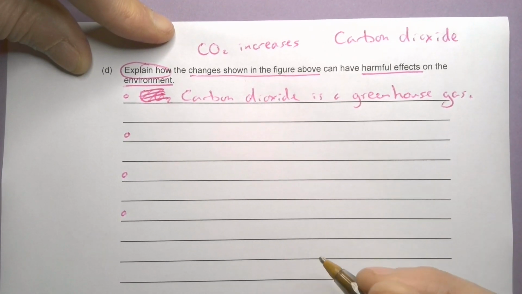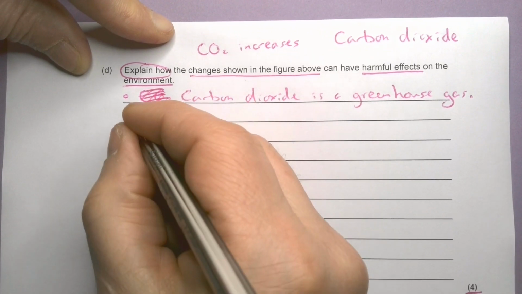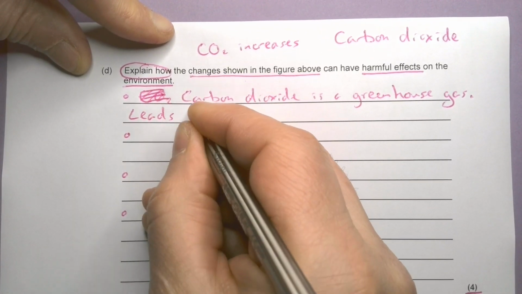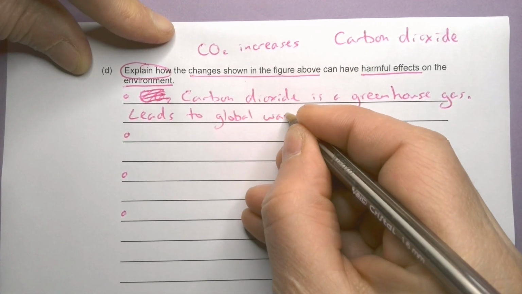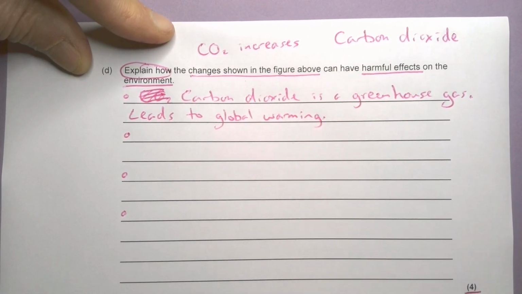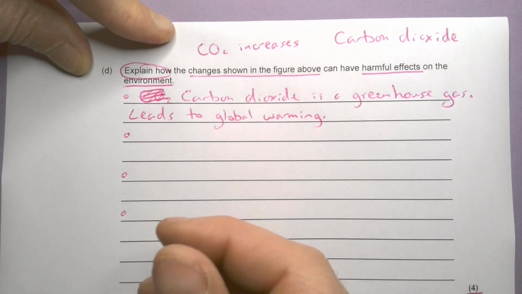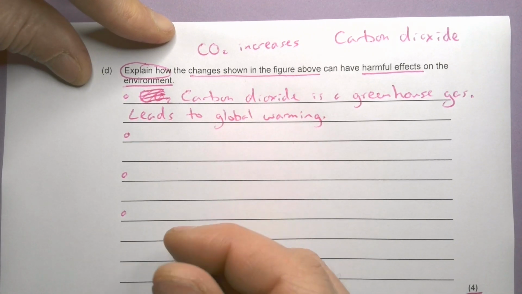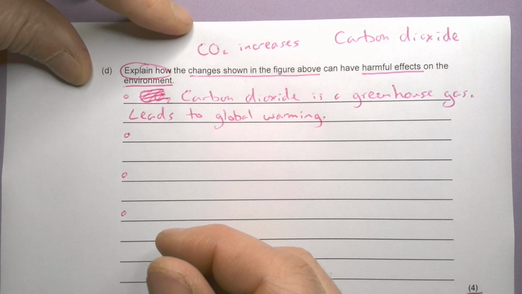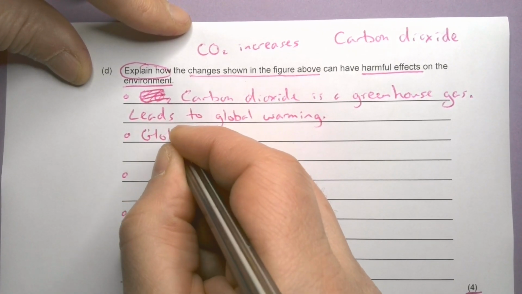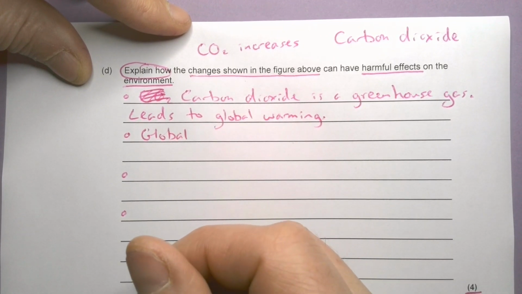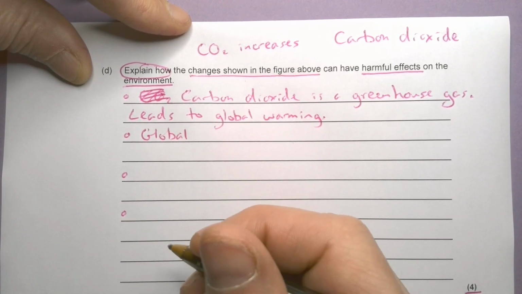Okay, what does that mean? Well, it leads to global warming. Now I'm going to put that all in one line because in my mind that's part of the same thing. In fact, looking at the mark scheme, that would actually get you 2 marks. So it leads to global warming. What does that mean? Global warming means an average increase of the temperatures of the atmosphere.